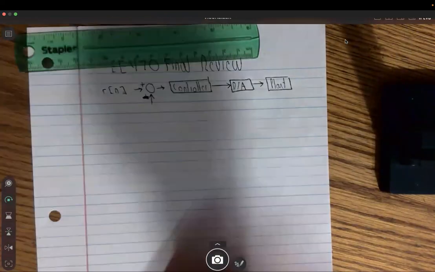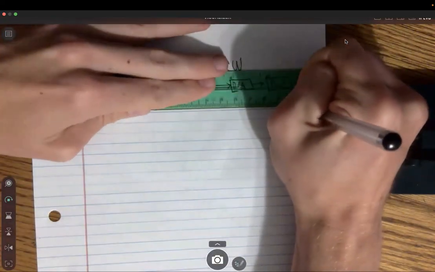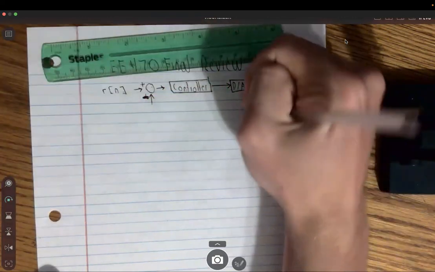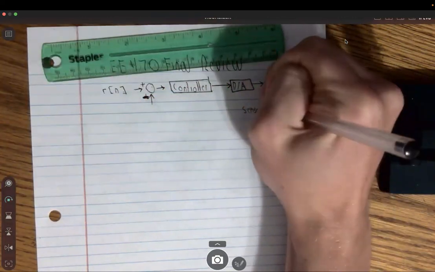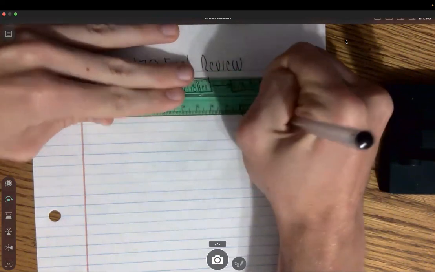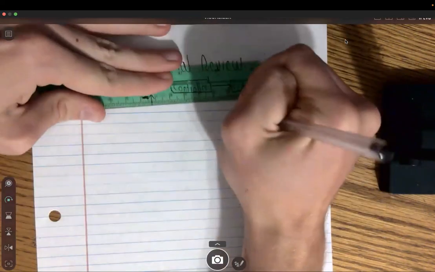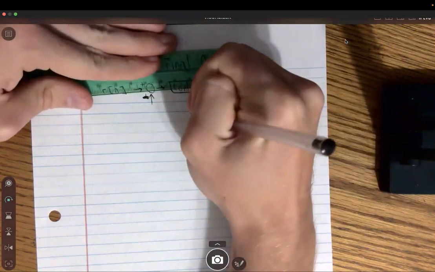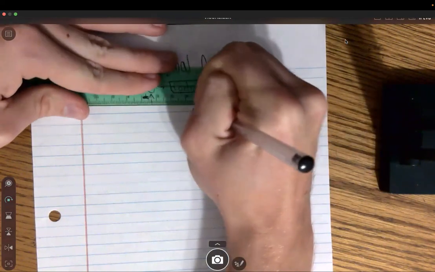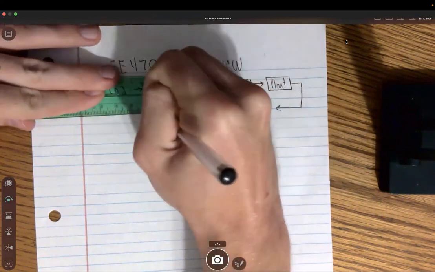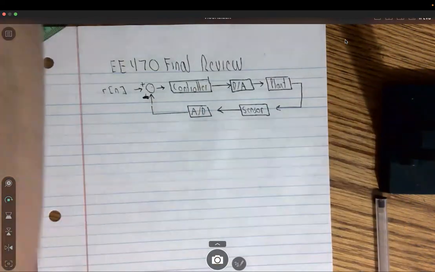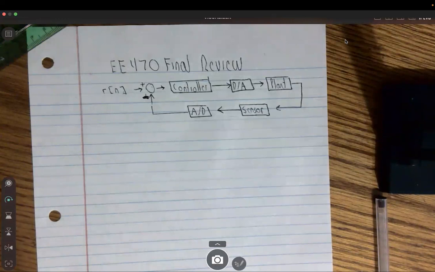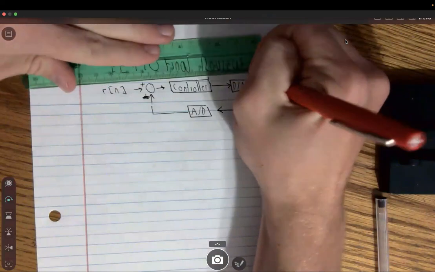Then after it goes through the plant, it's going to head back and we're going to have a feedback path. Along that feedback path, there is probably a sensor, and that sensor is going to be collecting information. Then we have to convert it back to a digital signal, so we have an analog to digital block here, and then it feeds back. What we're going to see within our design is that part of this is digital and part is continuous.